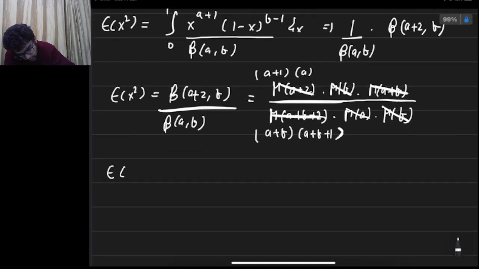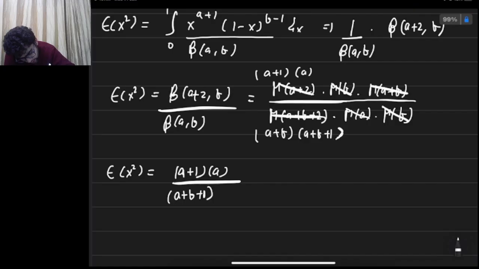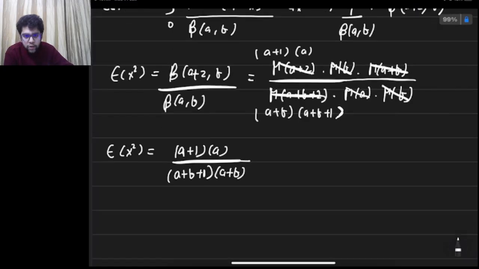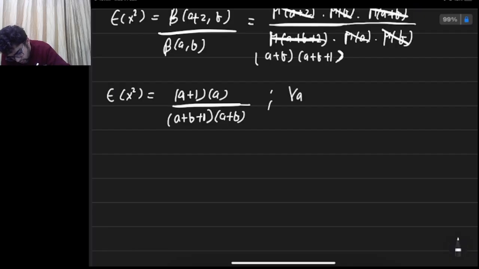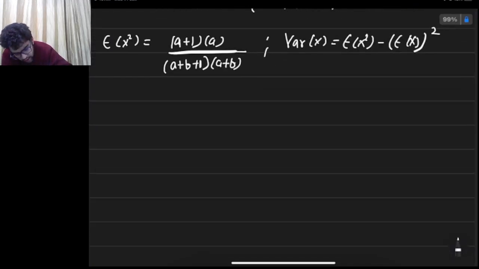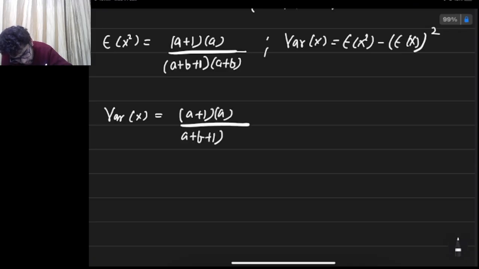So finally my E of x square becomes a plus 1 into a divided by a plus b plus 1 into a plus b. This is my E of x square, and we already know that the formula for variance is E of x square minus E of x whole square, which gives me the variance of x as a plus 1 into a divided by a plus b plus 1 into a plus b, subtracting from a upon a plus b whole square, right?